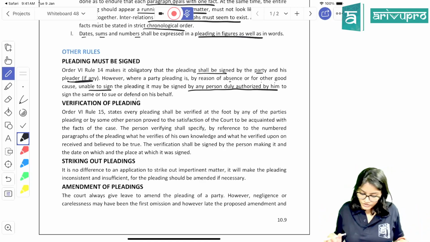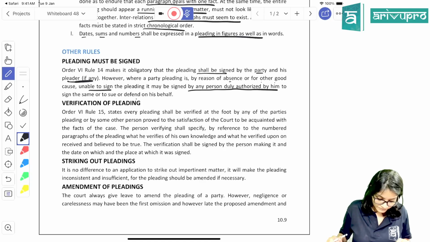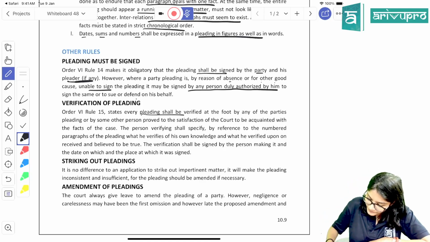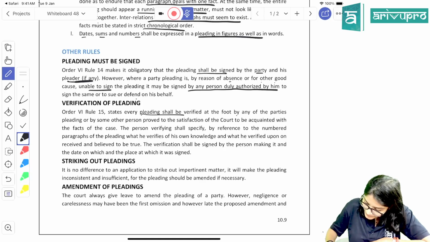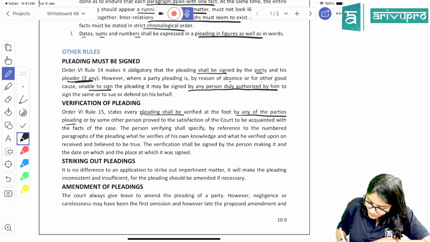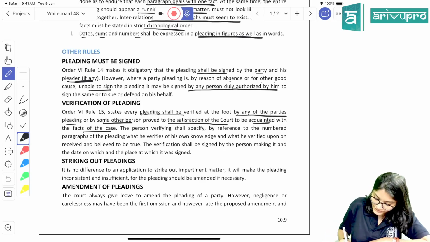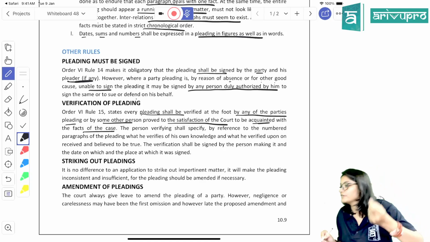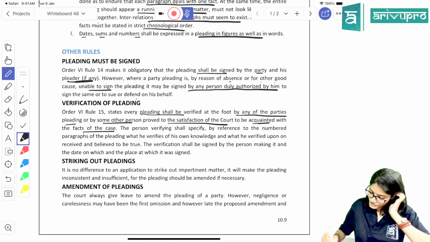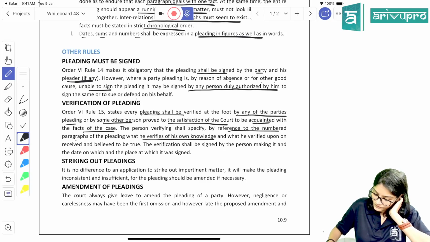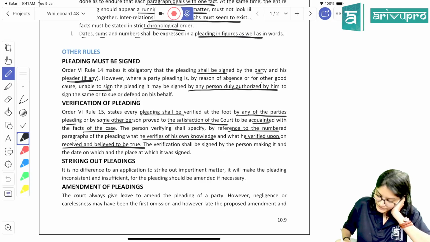Next, verification of pleadings. Every pleading shall be verified at the foot by any of the parties pleading or by some other person proved to the satisfaction of the court to be acquainted with the facts of the case. Basically, this pleading shall be verified. The person verifying shall specify by reference to the numbered paragraphs of the pleading what he verifies of his own knowledge and what he verifies upon information received and believed to be true.